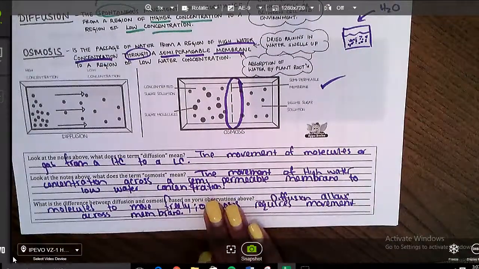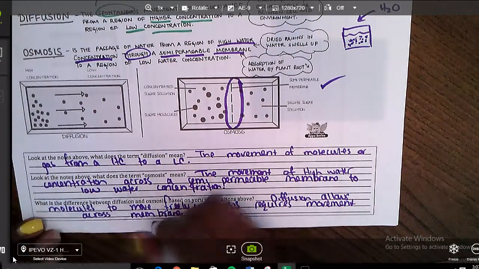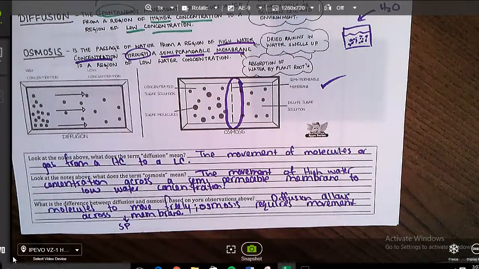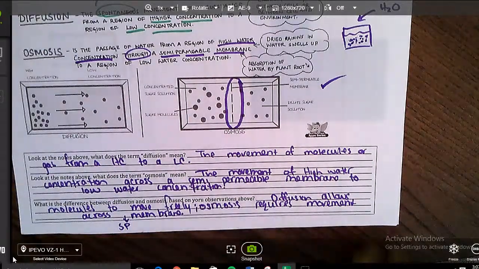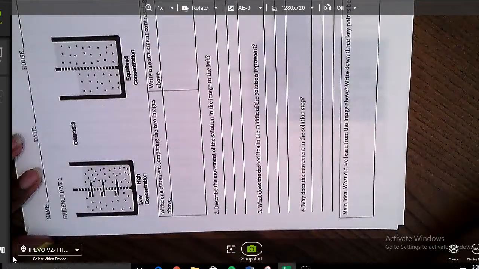So what is the difference between diffusion and osmosis? The big difference is that one allows molecules and gas to move freely, and the other requires movement across a membrane, specifically a semi-permeable membrane. And that just means that some things can come in, but other things are going to be kept out. But if you need to pause to fill in the blanks here, go ahead and do that. If not, turn the page with me.